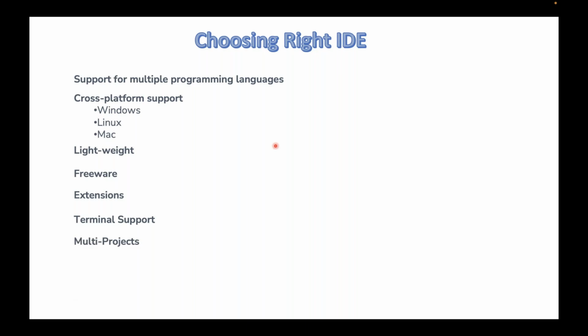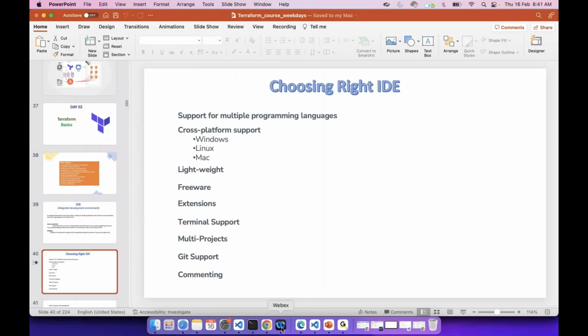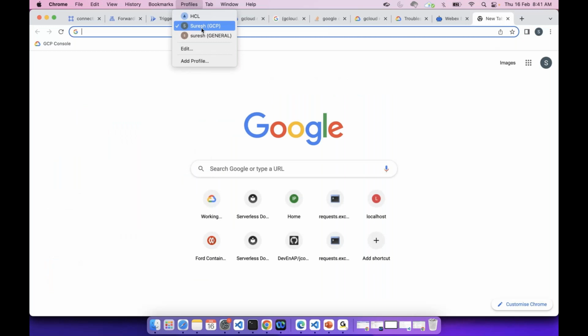And the single IDE editor should have multiple folders or multiple projects, so that we can handle everything in a single place, right? And the Git support. In the last class we discussed Git, right? Git is nothing but the central repository where we can store our code. So for example, this is the Git repository we have.